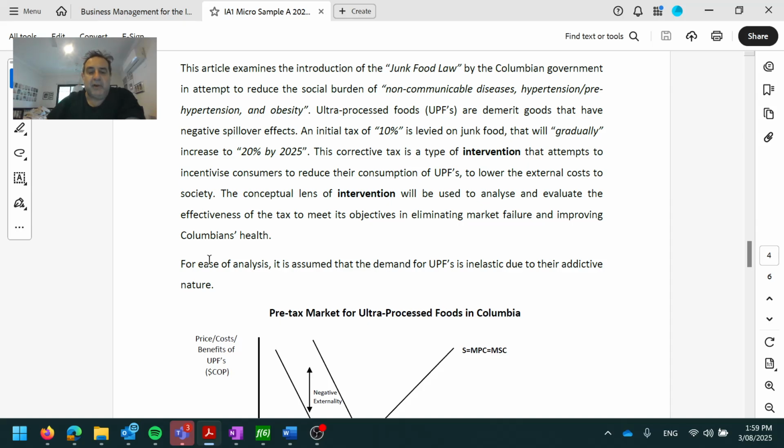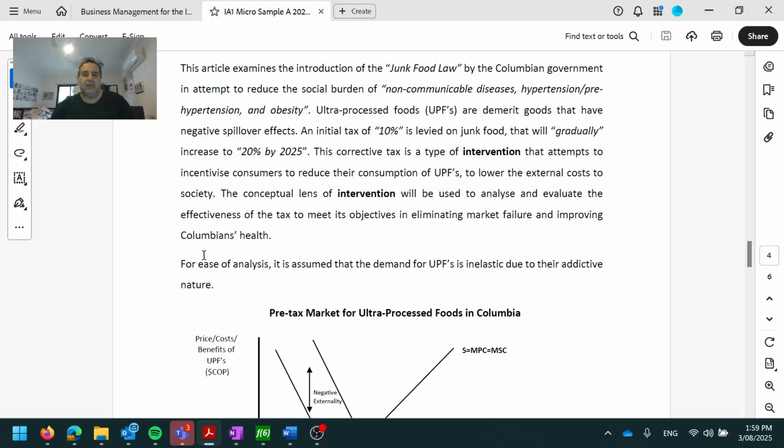It's probably important to put any key assumptions you're going to make, and typically I would do that at the start, just after the introduction, because that's one of the class factors. You can go back later on in the essay and actually challenge your own assumption. But he makes it very clear here that for ease of analysis, or for ease of exposition, which is a phraseology you should use, he's assumed that the demand for ultra-processed foods is inelastic due to their addictive nature. That's one of the key evaluation points.